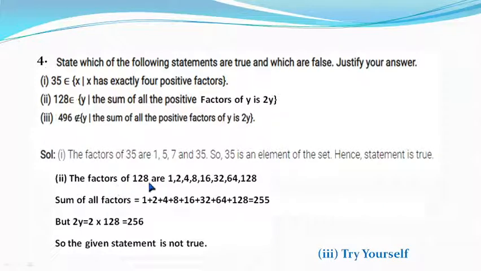First of all, let's talk about the factors of 128. These are all the factors of 128. Now, the sum of all positive factors. So let's find the sum of all the factors. It is 255. It is equal to 2y. So 2 into y means 2 into 128. This is 256. So they both are not equal. So the given statement is false. It is not true. Third part, please try yourself.